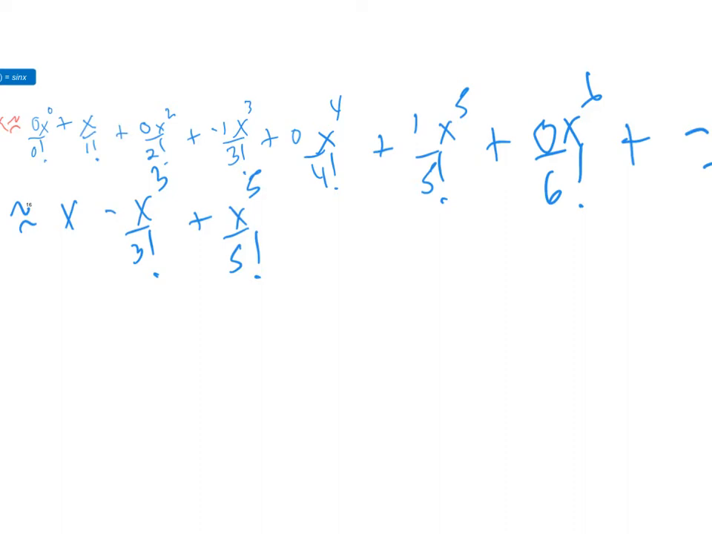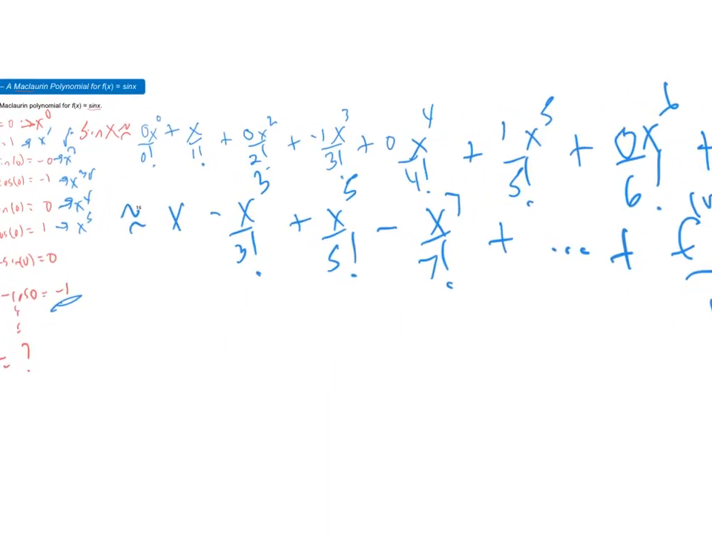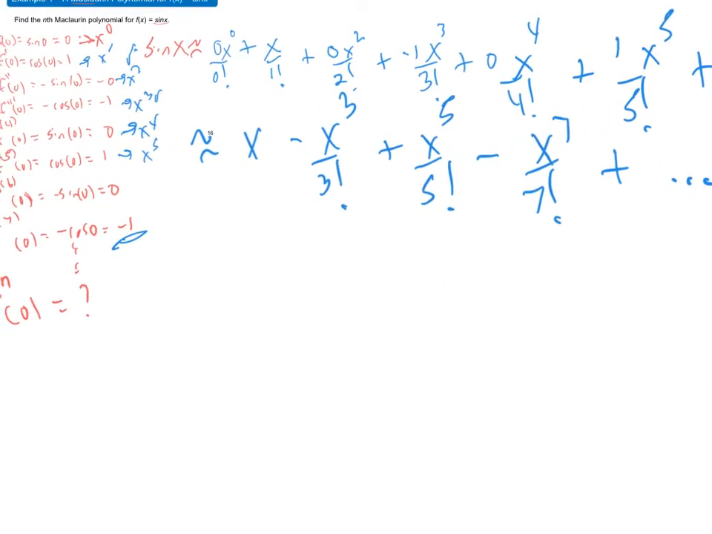Okay, plus a 0. Let me change that plus to be a minus x to the 7 over 7 factorial, plus, plus the nth derivative x to the n over n factorial. And feel free to do 5 factorial and whatever that is.